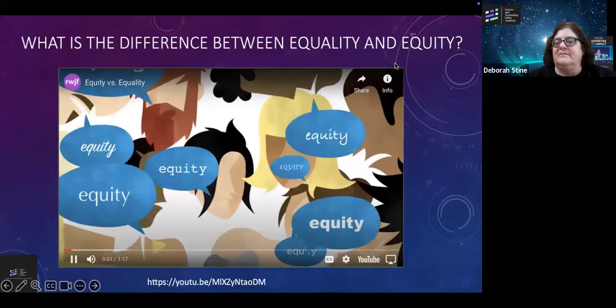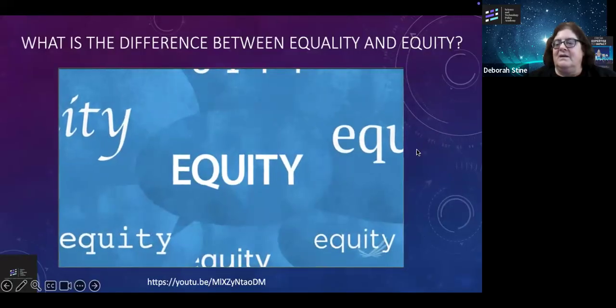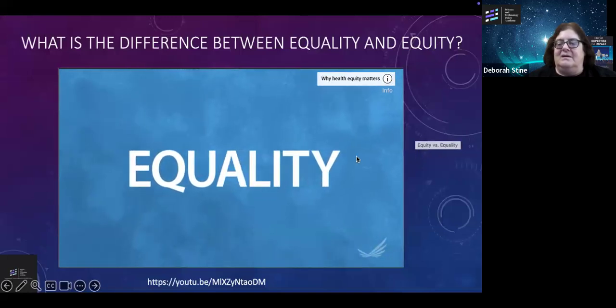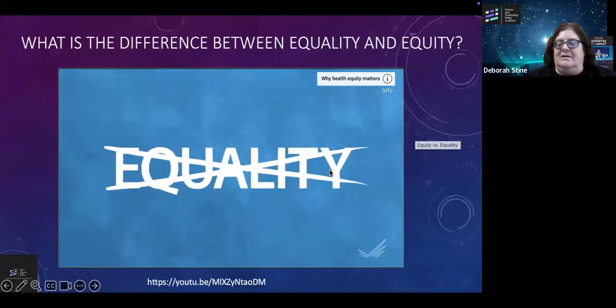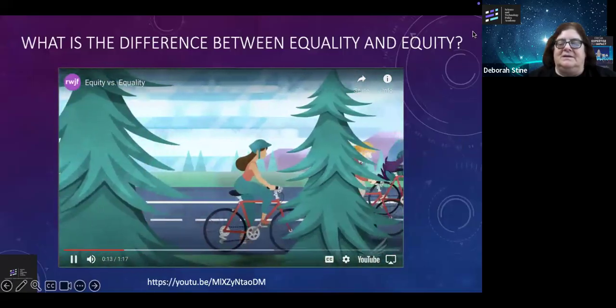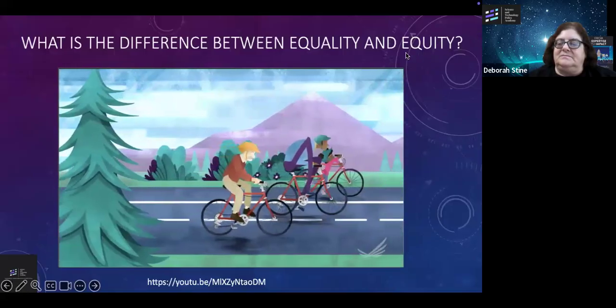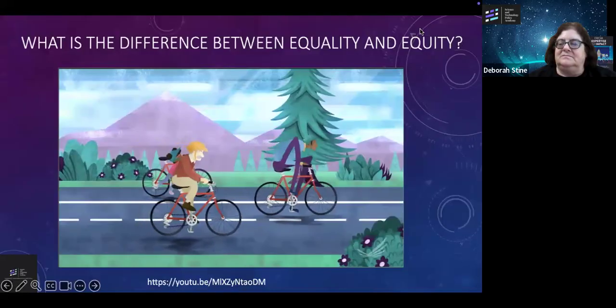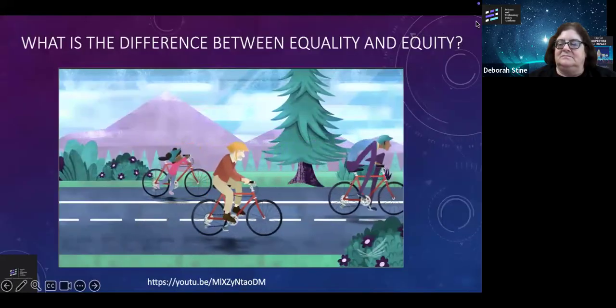These days, we hear a lot of people using the word equity, but what does it really mean? It's not quite the same as equality, which means everybody gets treated the same. Equity is about fairness. It means that everybody gets what they need based on their own situation, because we're not all the same. The difference between equality and equity is important.